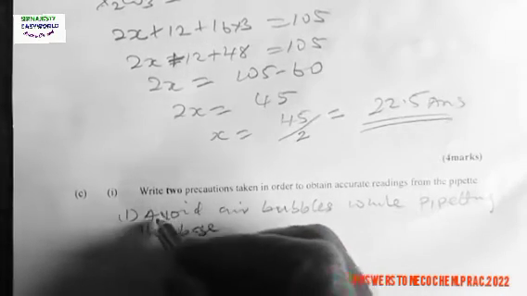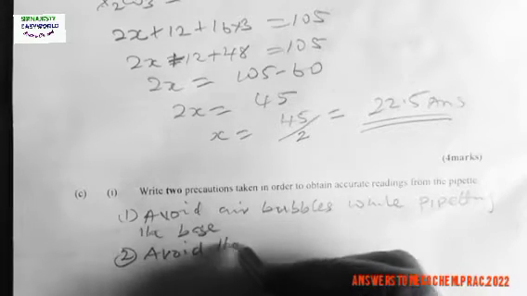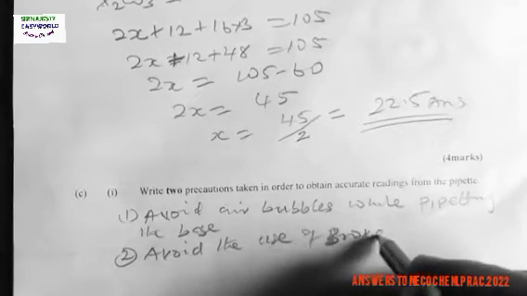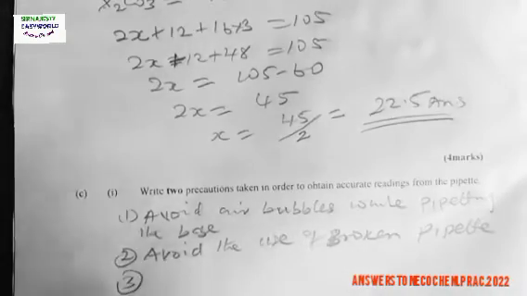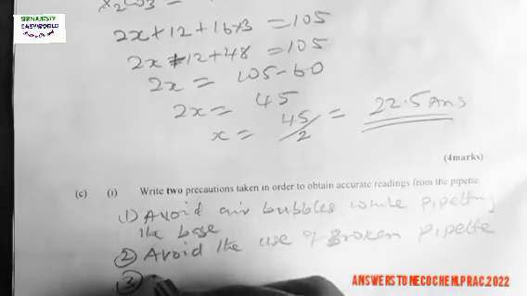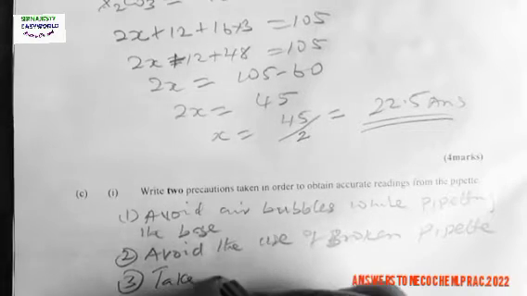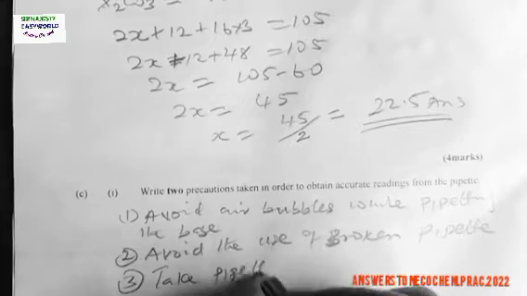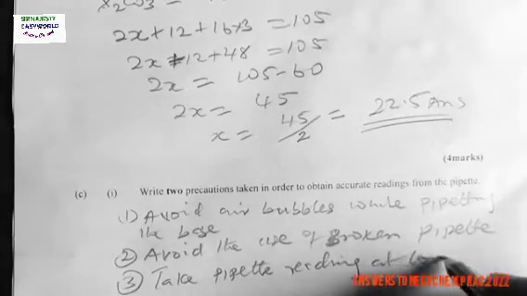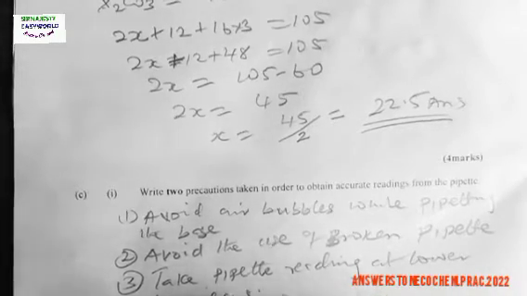Then avoid using broken pipettes. Yes, it's another precaution. Avoid the use of broken pipettes. Then avoid error due to parallax, or read at the lower meniscus. Take the reading of the pipette at the lower meniscus, or the bottom of the meniscus. So there are other ones.